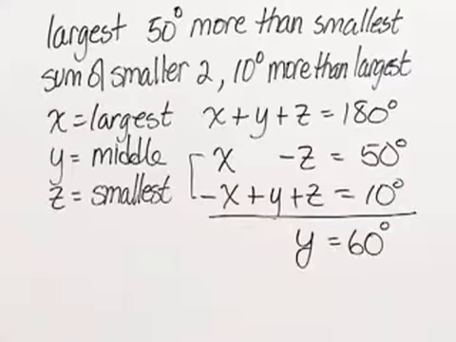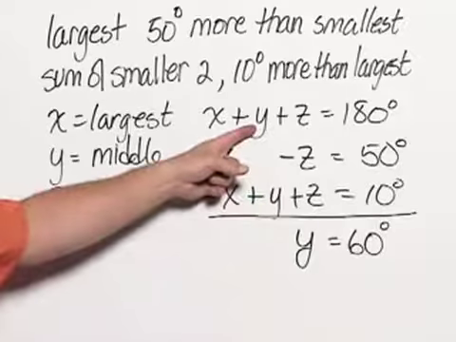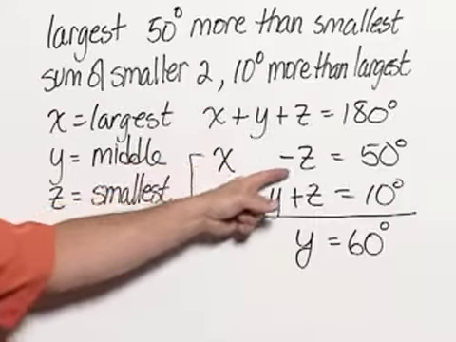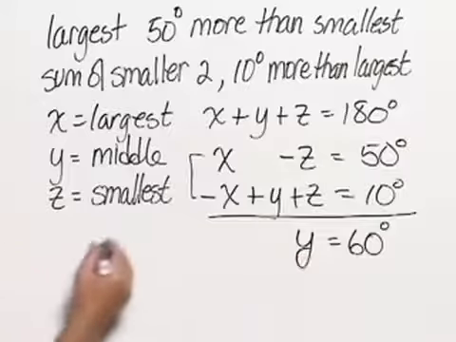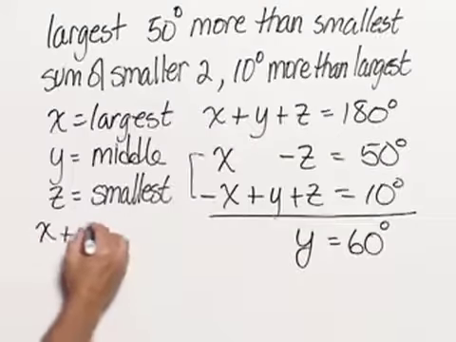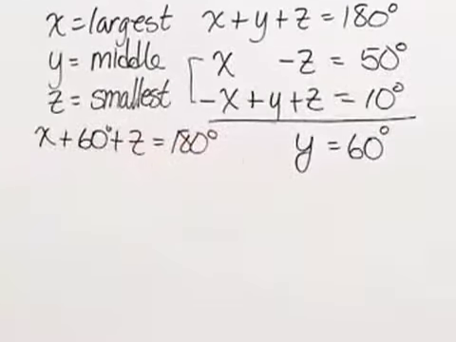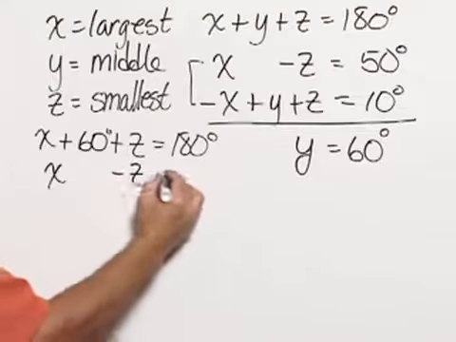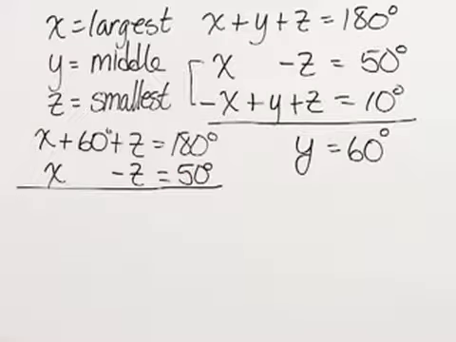Well, the other thing we can do is notice that if I substitute y into this equation and then combine it with this second equation, that the z's will drop out, immediately leaving us with the x value. So let's do that. Substitute in 60 for y, so x plus 60 plus z equals 180 degrees. Then take this equation, x minus z equals 50 degrees. Add those two equations together.